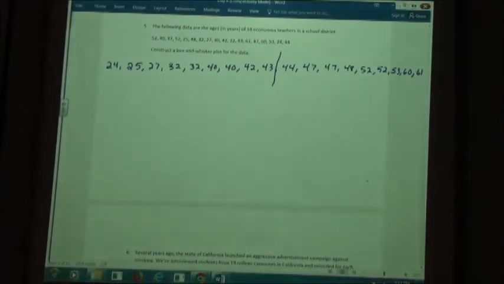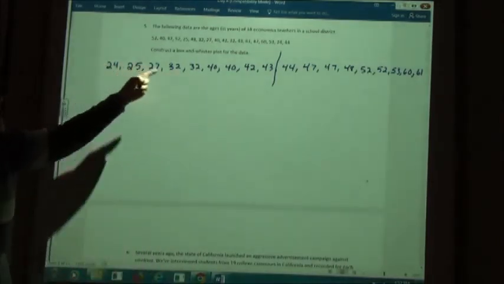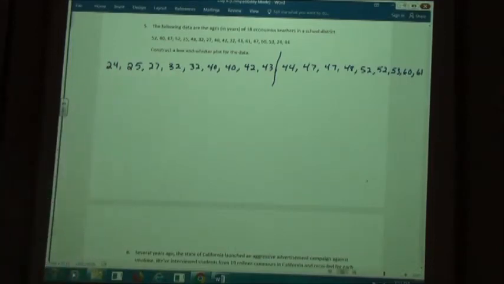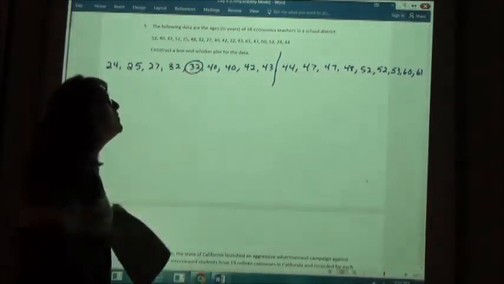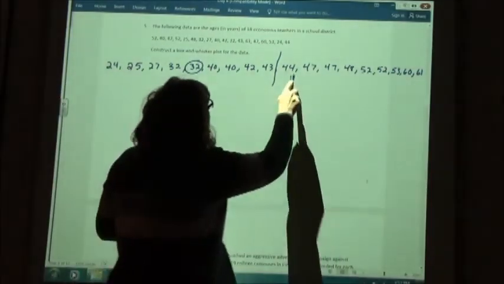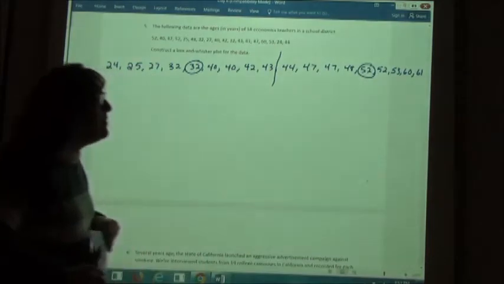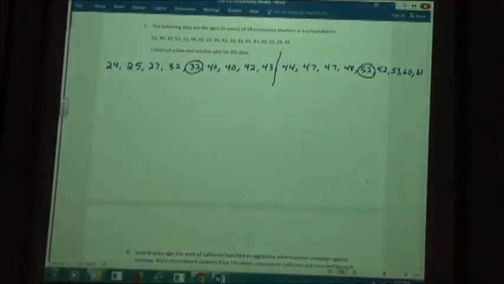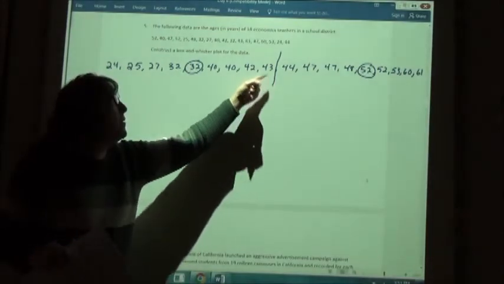Now I want to split them into quarters. So if I divide this in half, since I have 9 numbers, my middle one is going to be 1, 2, 3, 4, 5, the 32. I don't have to average that one because it's right in the middle. Over here, 1, 2, 3, 4, 5, 52 is going to be the middle one on that list. So the only one I have to find the average of is my median here.